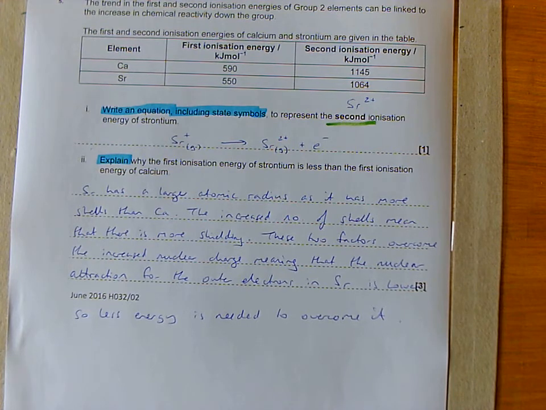So key things here to remember is we are talking both about atomic radius and shielding. There's 3 marks for this, so there's quite a lot of detail needed. So we've got to mention the atomic radius and the shielding, and then we've got to link that to the nuclear attraction and the energy needed to overcome that nuclear attraction and therefore remove the electrons.